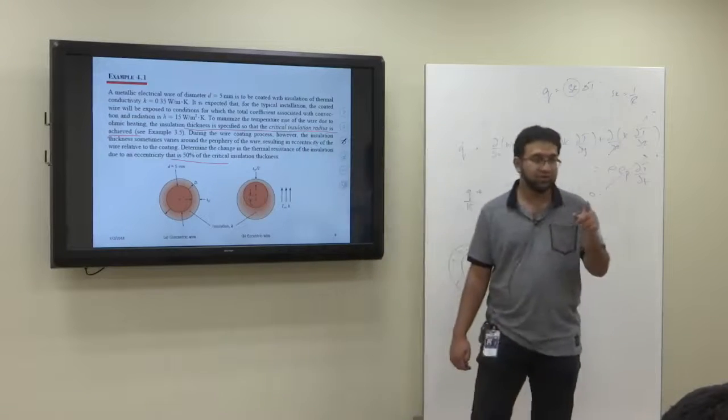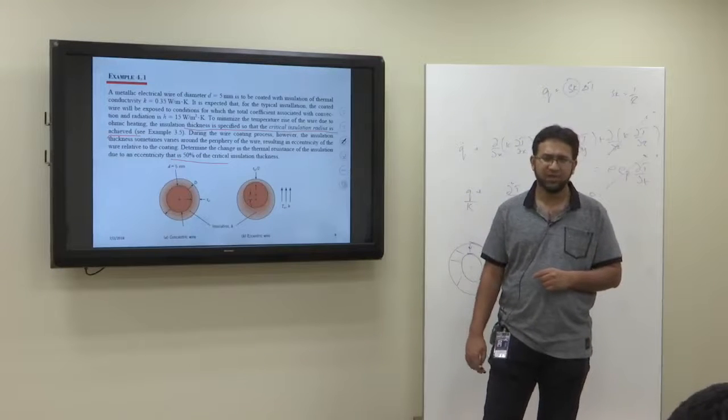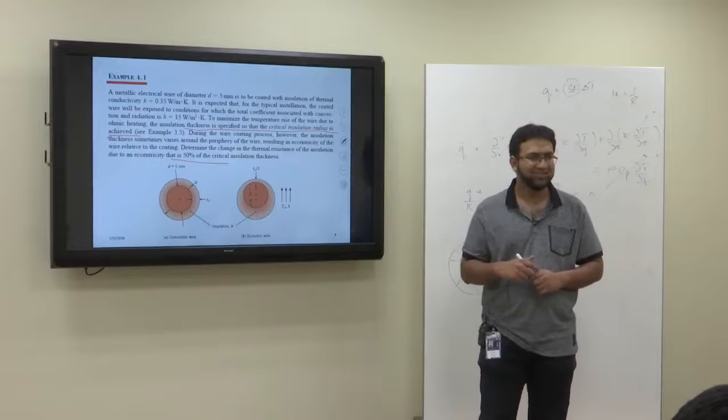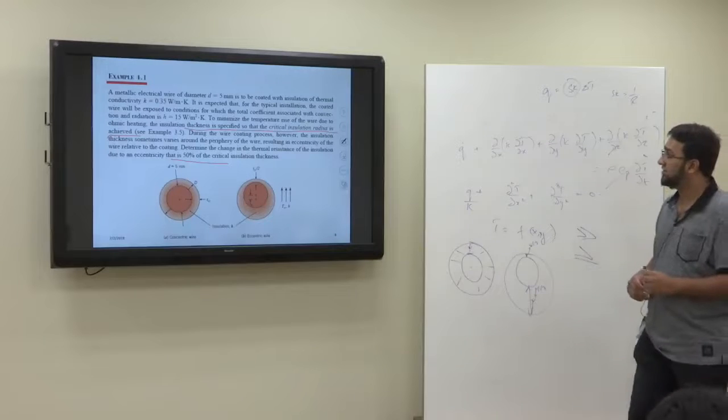However, the formula for it was given in the formula sheet. And it was, I think, k upon h. Yeah, k upon h. Critical radius is k upon h.